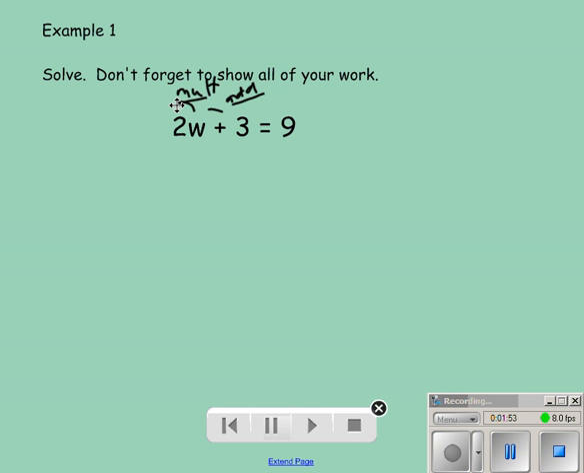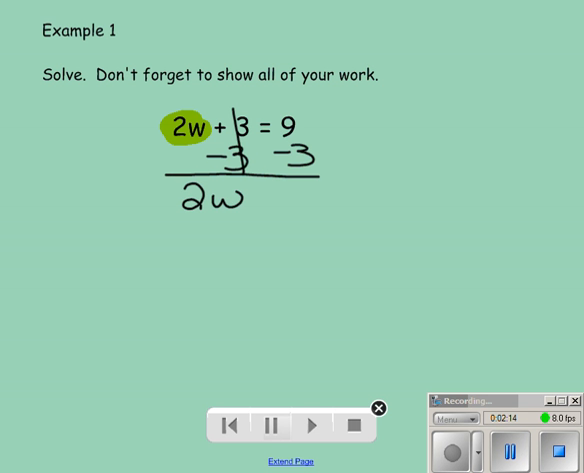Now in this case, there's only a variable on the left. There's nothing on the right. So I automatically know the placement of my variable. My variable is going to be on the left. My solution will be on the right. So I'm going to subtract 3 and subtract 3. So that's what I'm going to isolate. When I subtract 3 from both sides, I'm going to get 2w equals 6. Because positive 3 minus 3 is 0, 9 minus 3 is 6. Okay, so that's my one step.